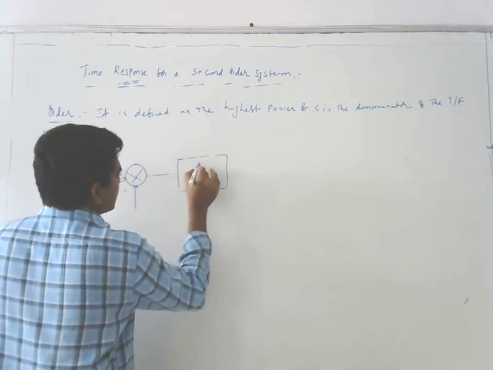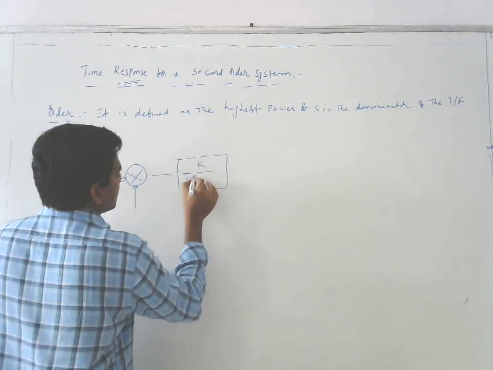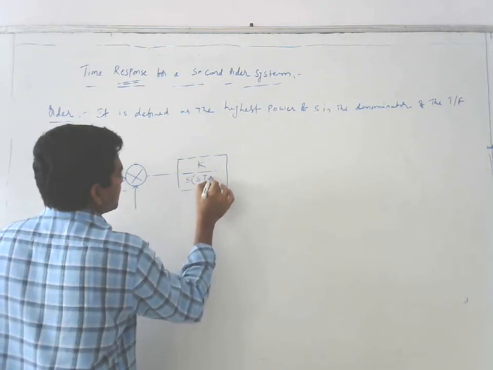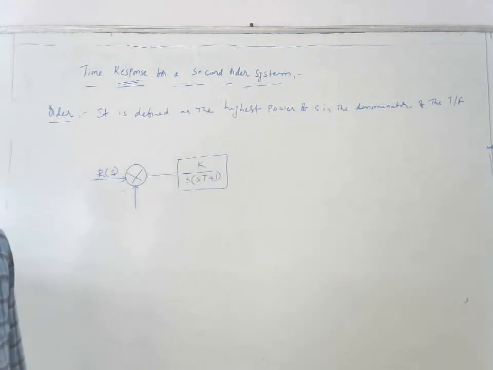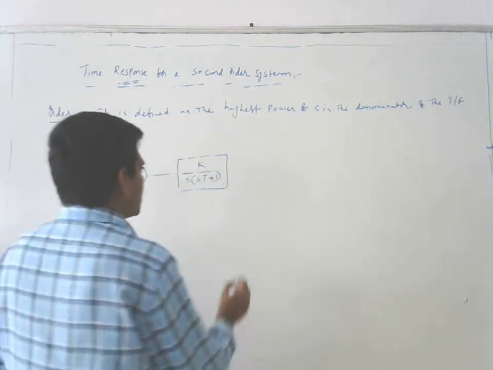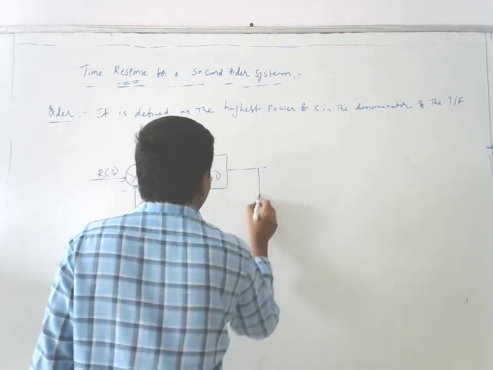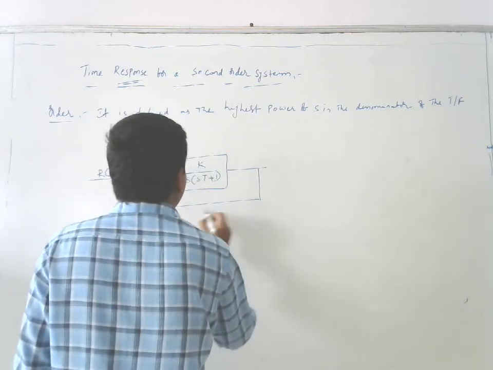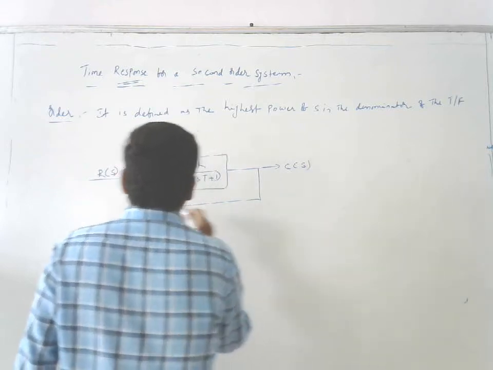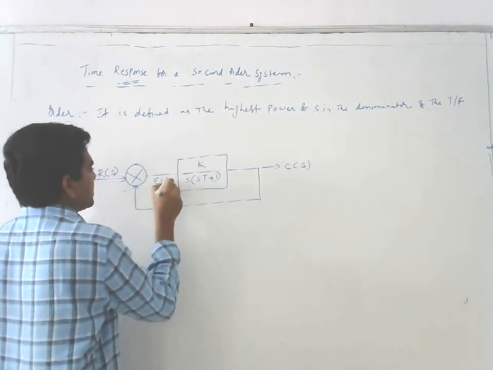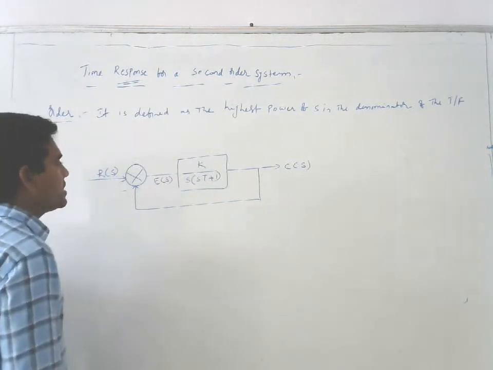A second order system is K into S into (ST plus 1). Why? Because the highest power in the denominator of the transfer function must be 2. After that I am going to take it as a unity feedback system. So here I am going to get C of S, and here we are going to get E of S, the error signal.